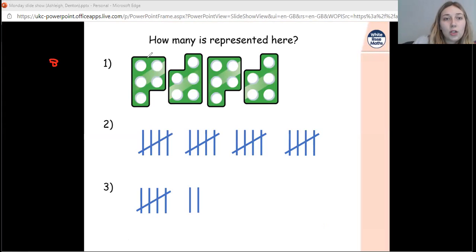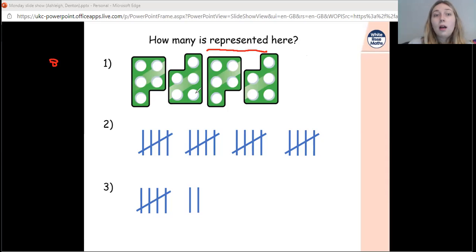So this first question is asking us, how many is represented? So we have that word that I've said already this morning, represented. What do we think this word means? Now, Miss Denton can't speak this morning. Represented means show. So how many is shown, represented in this picture here?